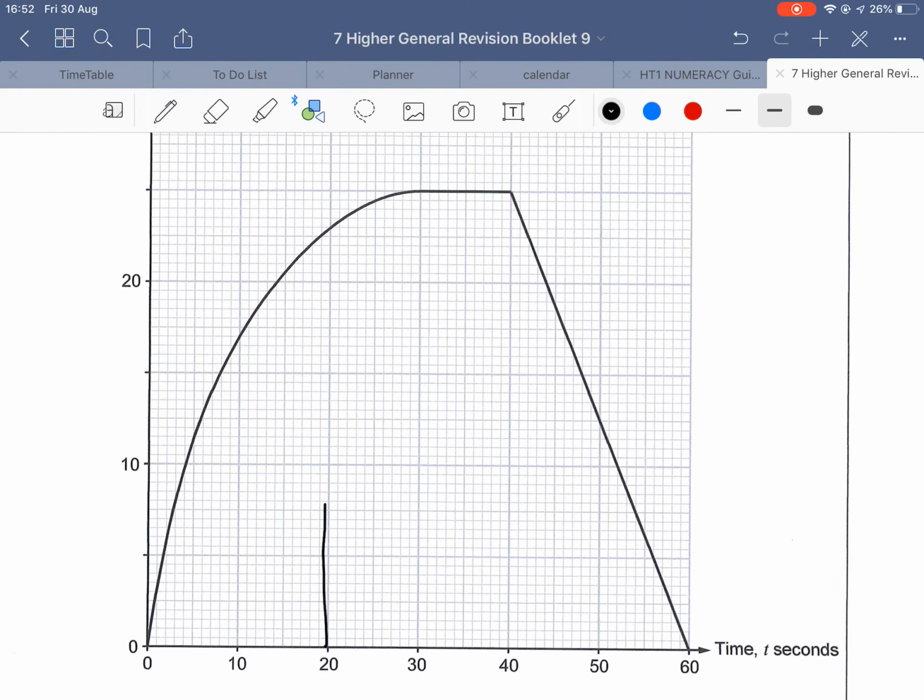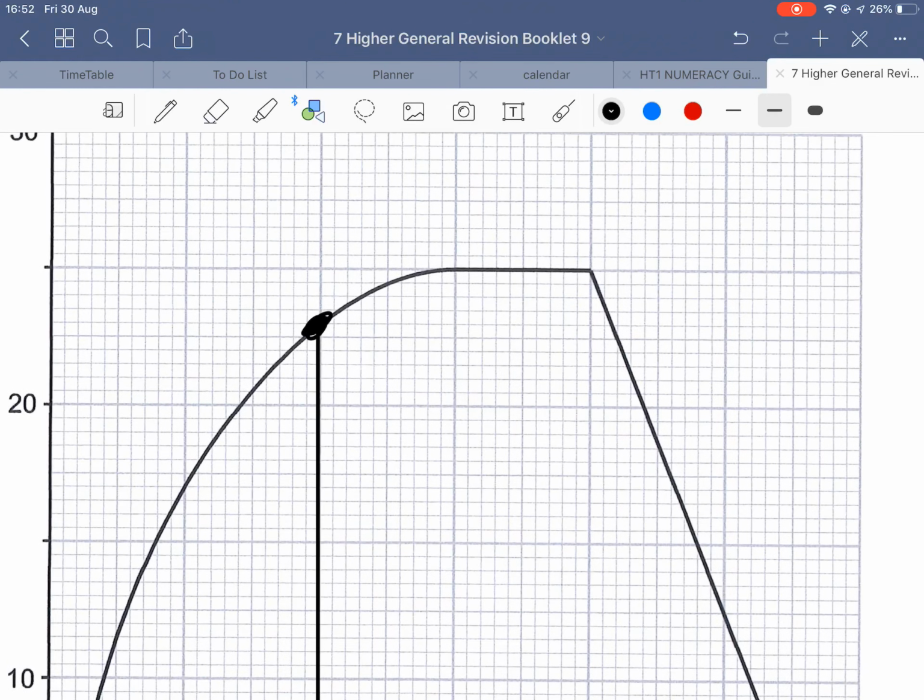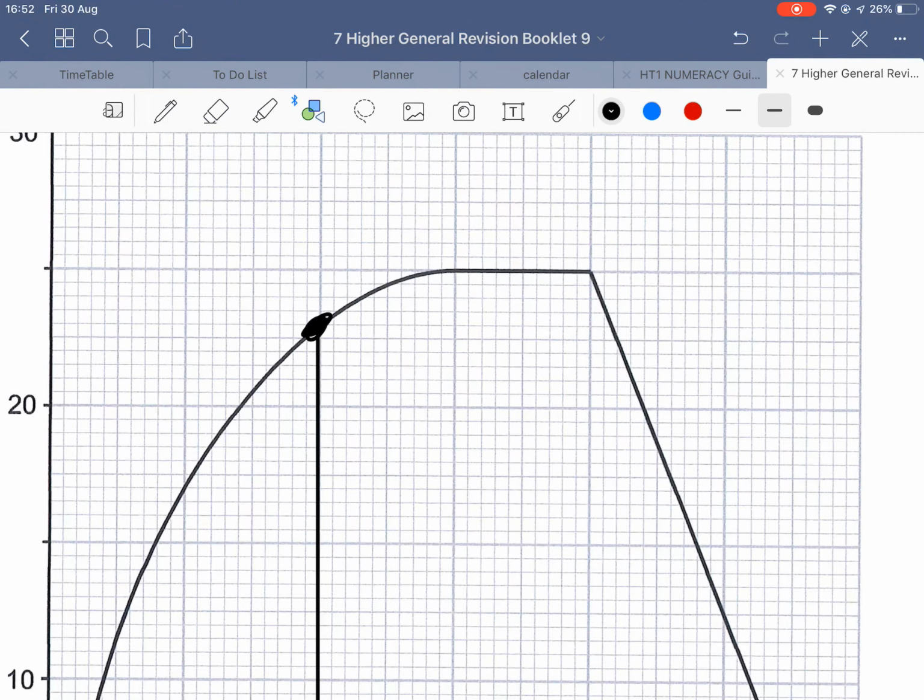So at t equals 20, acceleration is where you find the gradient of the line. Now obviously that's not a line, that's a curve right there. So you draw a tangent to your curve as accurately as possible. I make it nice and long so I can choose nice straight points. I'm just going to move that over a little bit. See, it's touching the graph, a nice tangent to the line. Now you just want to find the gradient of that line.